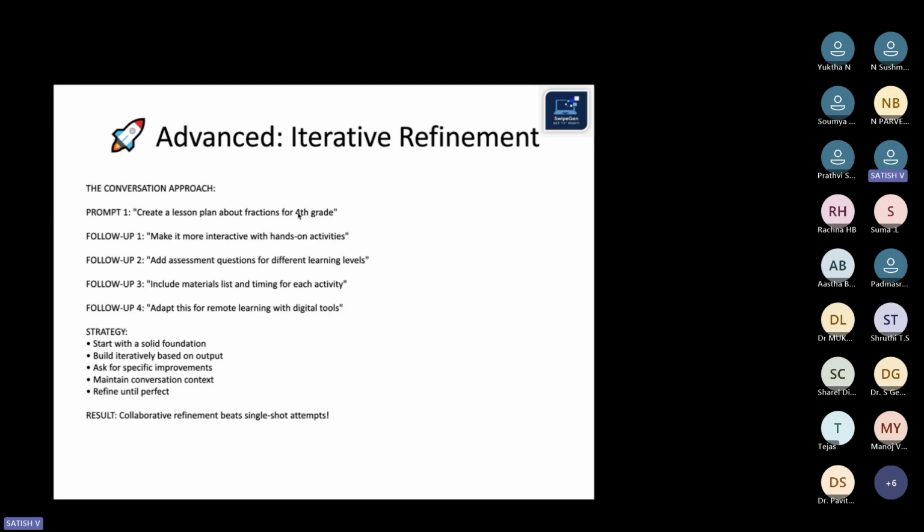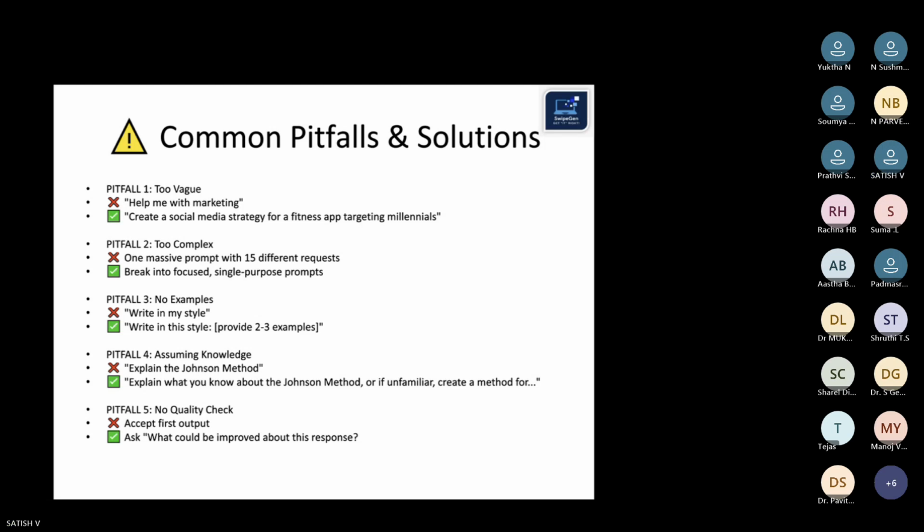Iterative refinement is nothing but you're chatting with it continuously and trying to extract better information out of it. If you see our strategy, start with a solid foundation, what exactly you want, then build iteratively based on output. Whatever output it gives, you need to build a prompt on that, and you can improve it until it's perfect. So this is iterative refinement.